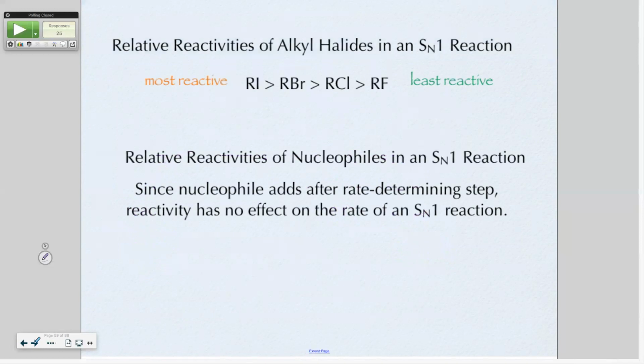Okay, since the nucleophile adds after the rate determining step, its reactivity has no effect on the rate of an SN1 reaction. Okay, as far as the nucleophile goes.